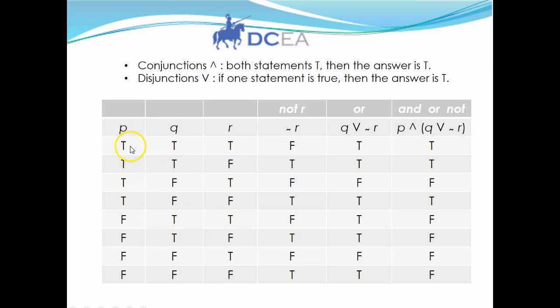So we begin with P. True, true, true, true. False, false, false, false. Now where did I get that? The book is telling you this is the way you set up your table anytime that you have 3 variables. Q will be true, true, false, false, true, true, false, false. And R will be true, false, true, false, true, false, true, false. So this is how you set up a table with 3 variables.